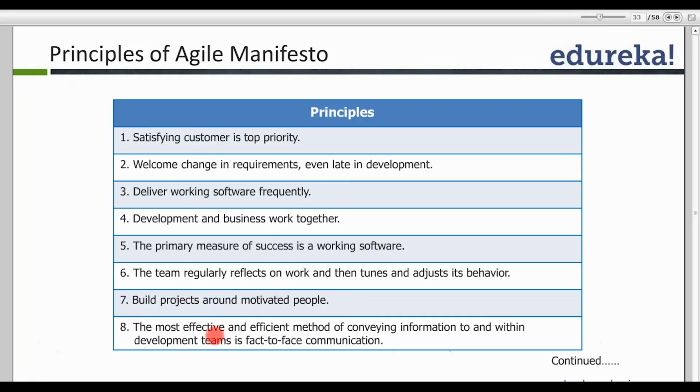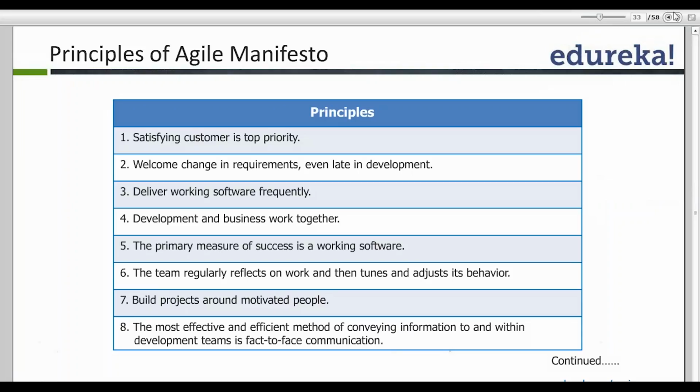Principle 8 says the most effective and efficient method of conveying information within and to the development team is through face-to-face communication, not fact-to-face. It should be face-to-face. Let me put it this way: face-to-face communication is the best form of communication as far as an agile project is concerned. Moving on to the remaining 4 principles.